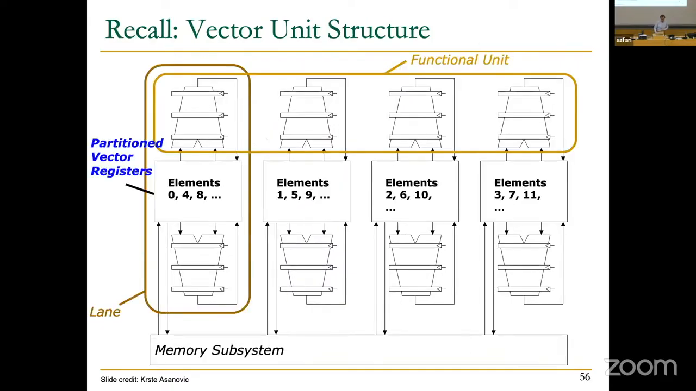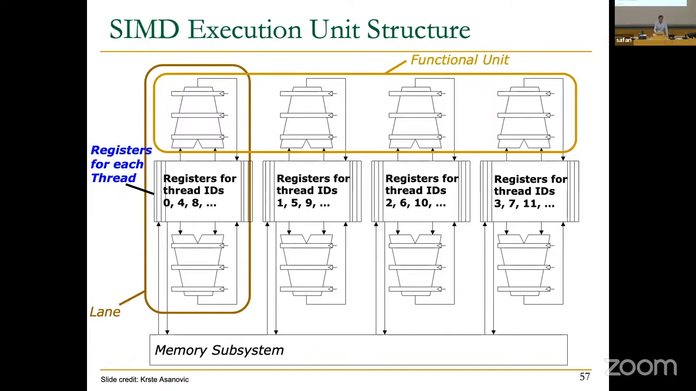Okay, so go back to the vector unit structure that we have seen. This is the vector processor. Recall, we partitioned the vector registers, we created lanes. We said elements 0, 4, 8 are over here. Elements 1, 5, 9 are over here, and so on. Okay, sounds good. We have the same structure in a GPU. This is a GPU execution unit structure. Essentially, we have registers for each thread. So thread IDs 0, 4, 8, and so on have their registers over here. Thread IDs 1, 5, 9 have their registers over here. So we partition the register file across threads, essentially.